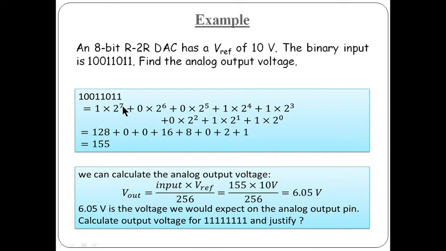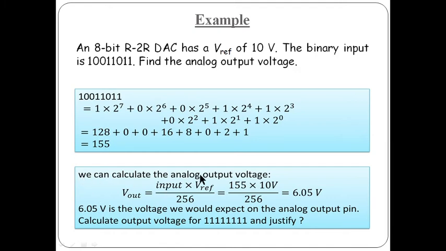So 8-bit means we need to start from the most significant bit, which is 7, then 2 raised to the power 6, then 2 raised to the power 5, and the value of these bits we are taking from this binary input here, then 0, then 1 into 2 raised to the power 4 plus 1 into 2 raised to the power 3, then 0 into 2 raised to the power 2, then 1 into 2 raised to the power 1, then again 1 into 2 raised to the power 0, and by summation of this we will get the value as 155, which is the binary value of this digital signal.